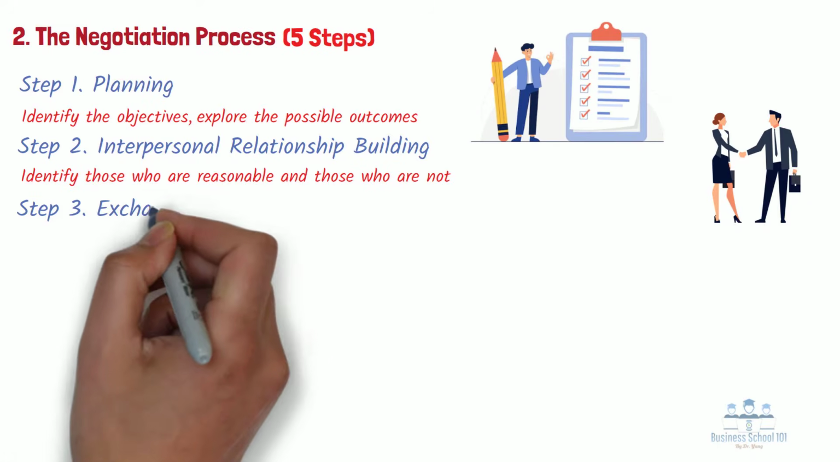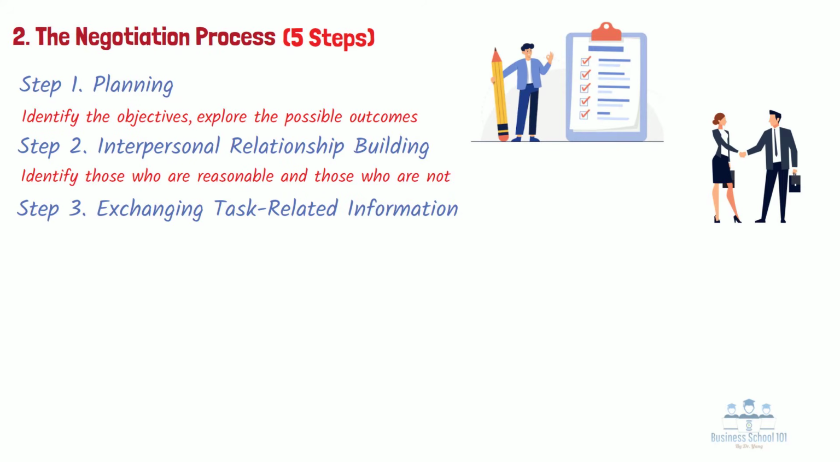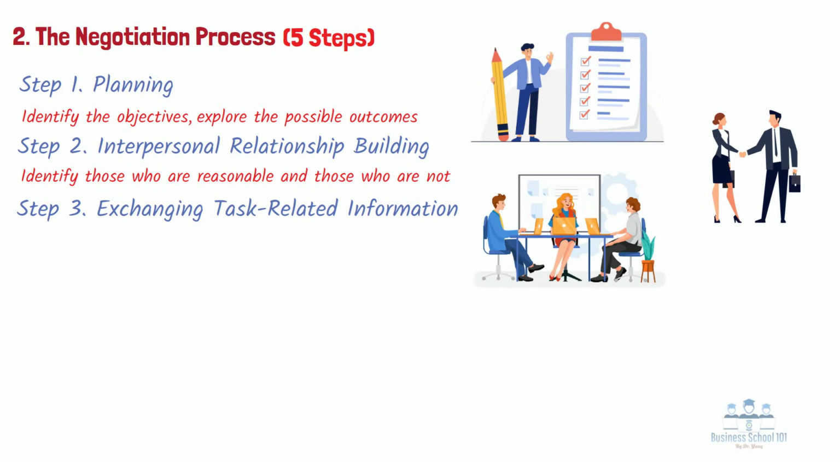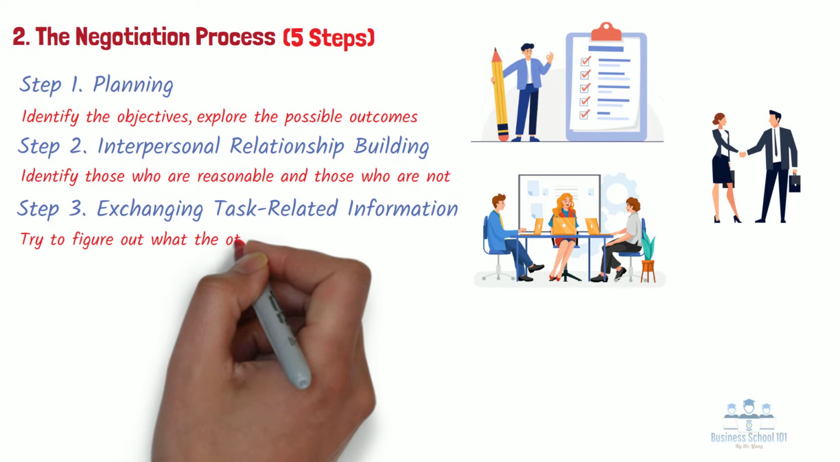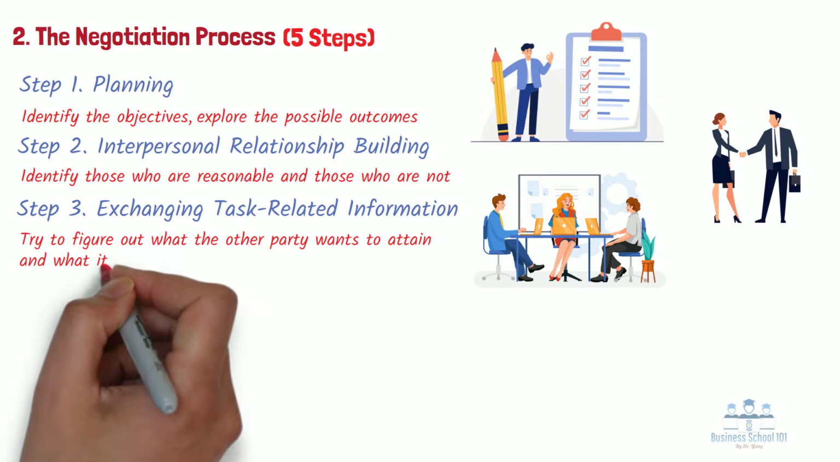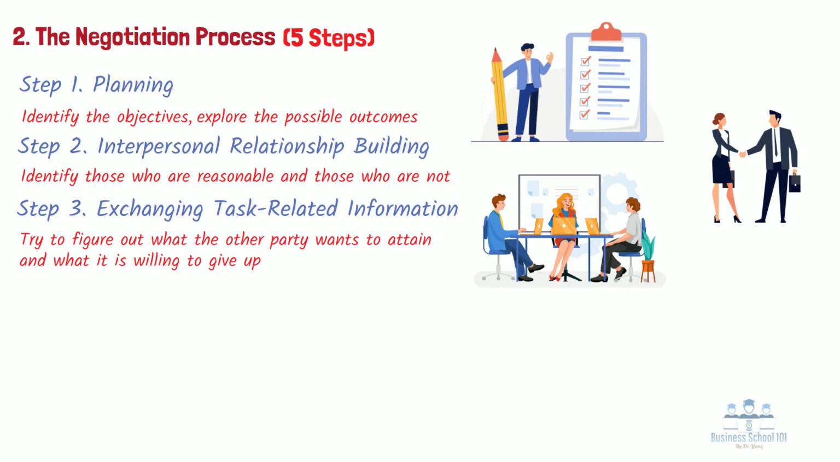Step 3. Exchanging task-related information. In this part of the negotiation process, each group sets forth its position on the critical issues. These positions often will change later in the negotiations. At this point, the participants are trying to figure out what the other party wants to attain and what it is willing to give up.